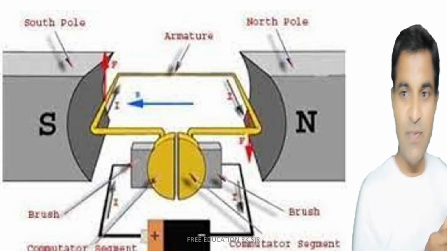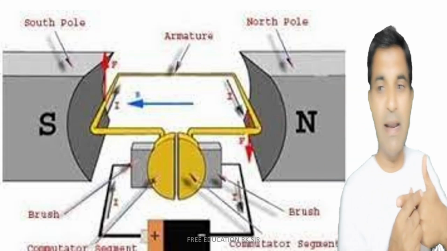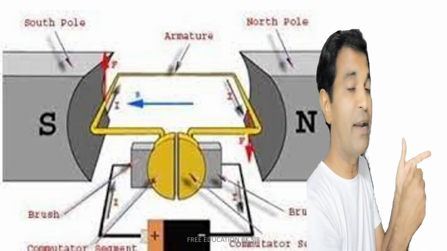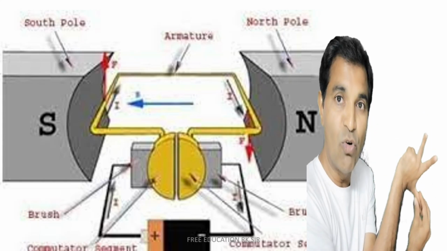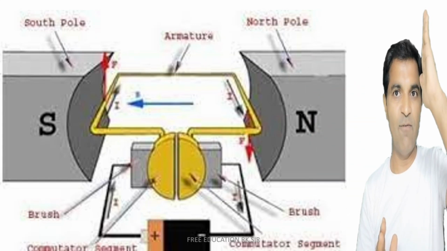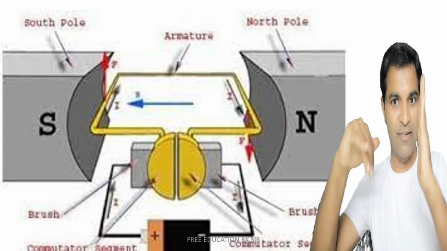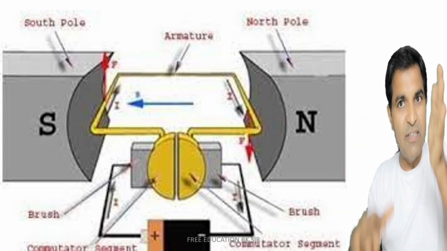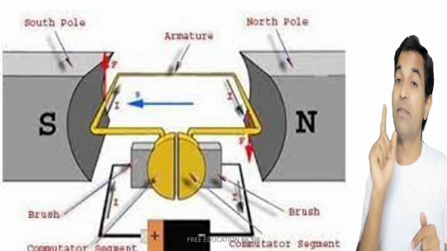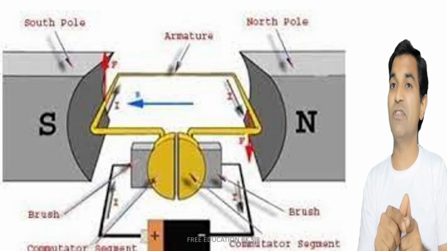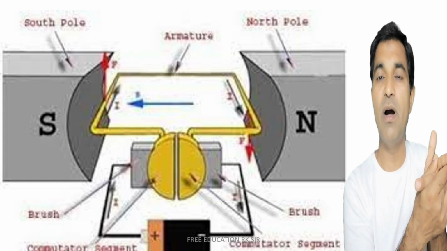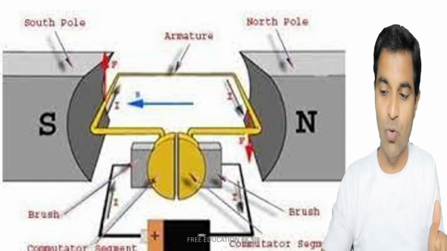Now let us talk about the conductor placed near the north pole. It is very clear that the direction of magnetism is something like this, that is north to south. Now the direction of current is like this, so the movement of the conductor will be in the downward direction. So near the south pole it will be upward, near the north pole it will be downward. So the armature of the motor will start rotating like this. This direction of movement of the armature can be found out with the help of Fleming's left hand rule.